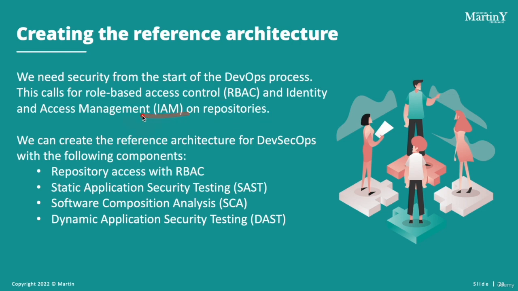You should keep in mind that we can create a reference architecture for DevSecOps with four components. The first one is repository access with role-based access control. Then static application security testing, which will detect errors in the source code. Then software composition analysis, which will detect dependencies in the source code. And finally dynamic security testing, which will dynamically scan the code every single time. Those components are embedded into the DevSecOps pipeline and are quite important.